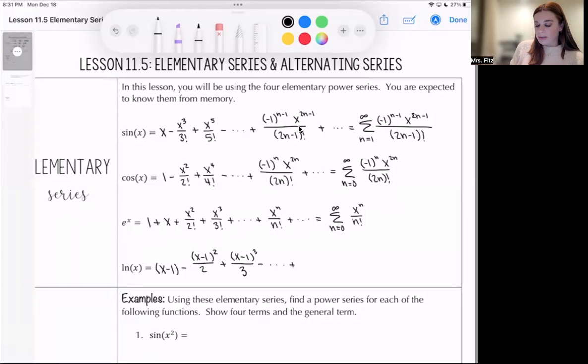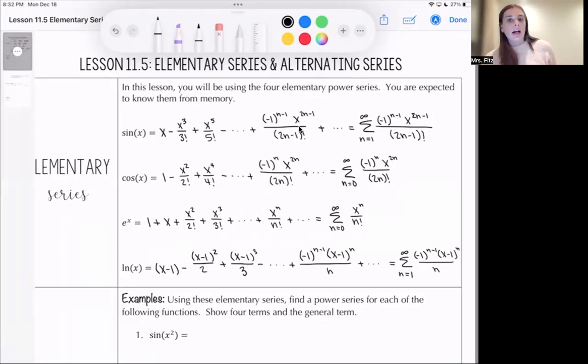So remember, this one also alternates, so we'll do -1 to the n minus 1 times x minus 1 to the power of n. Now this one's just over n. And remember, it would keep going. So in sigma notation, we can index this starting at 1 to infinity of -1 to the n minus 1 times x minus 1 to the n all over n.